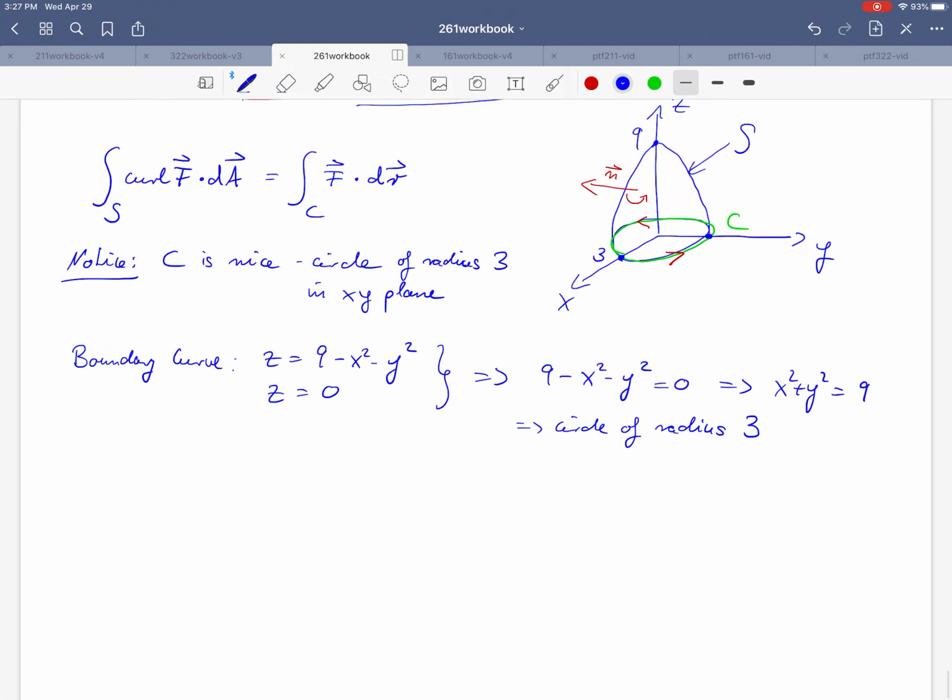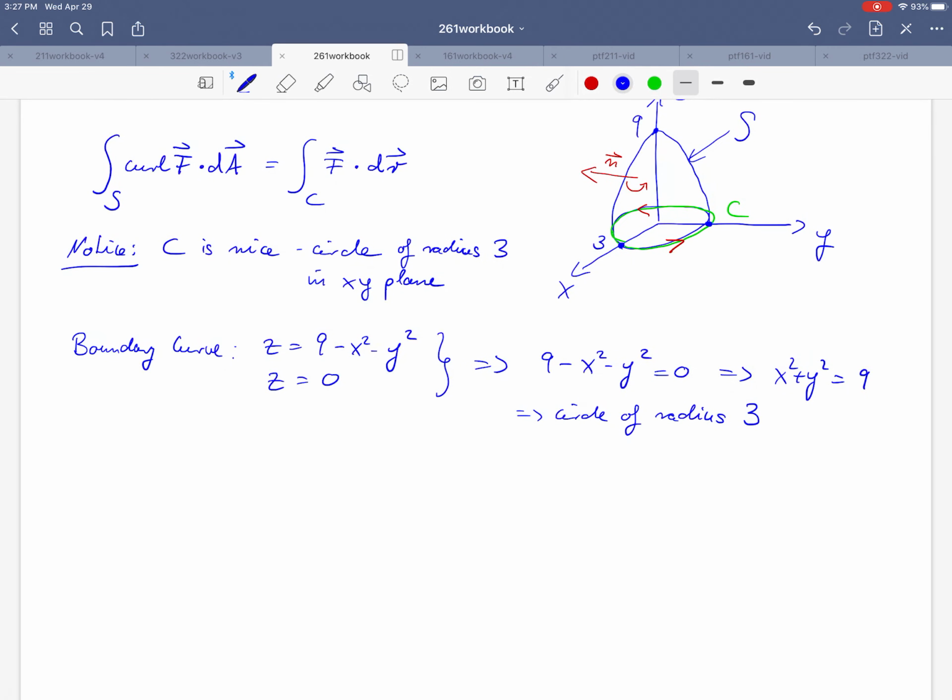And so we can parameterize it. X is equal to something, y is equal to something, and z is equal to something. Now it's in the xy plane, the circle, so z is going to be equal to 0. And then you can show that we have radius 3, so if we get 3 as our radius, and we have cosine t, sine t, you can convince yourselves that the orientation works.